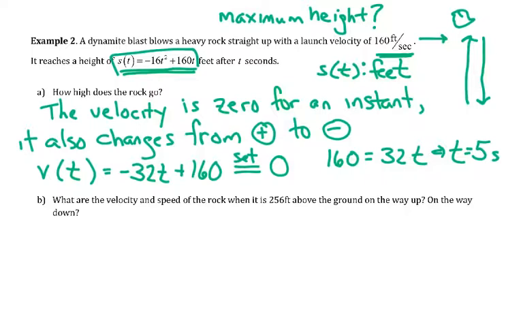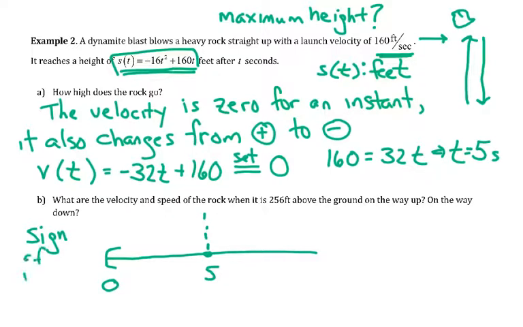So that is, and we can check, does the velocity actually change signs there? So how would I do that? I just make a number line. Here's 5 seconds. We don't want to go beyond 0 because we start at time t equals 0. And I'm going to check the sign of the velocity function on either side of t equals 5. So I can plug in something here. Maybe I'll just plug in 1.